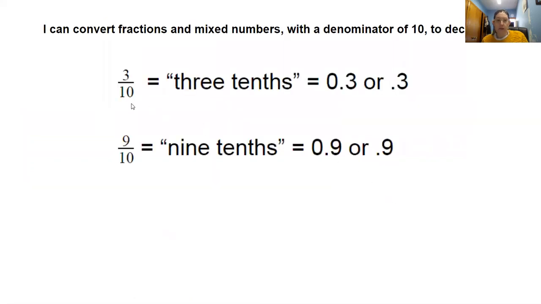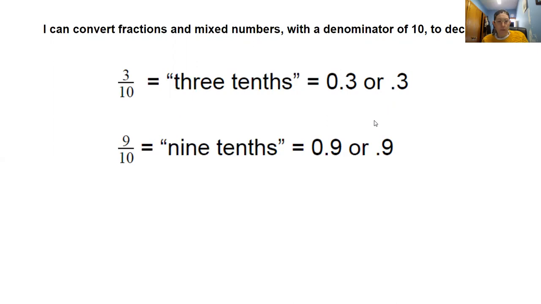Let's look at the fraction 3 tenths. 3 tenths we read as 3 tenths, and as a decimal it would be 0.3. Now 0.3 just means there's no whole numbers. You don't really need the 0 there, but it's often a good idea because that way you don't ignore the decimal point. Same idea with a larger fraction. If I have 9 tenths, that would be 0.9. That says 9 tenths.